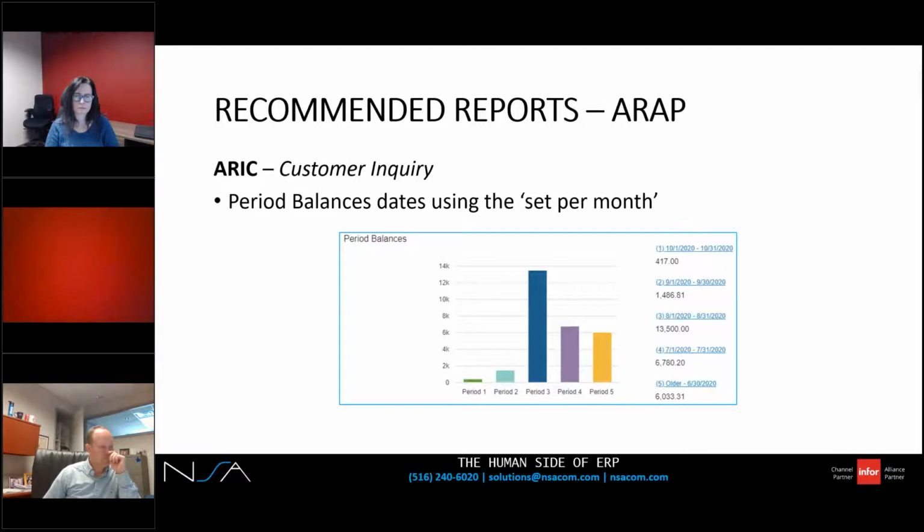Now, having said that, when you run your AR aging report, you do have the option of running it for a whole month versus some other set months that you have. So it doesn't really have to do necessarily with your AR aging report, but it does have to do with your period balances and the cosmetics that you look at when you're looking at ARIC.